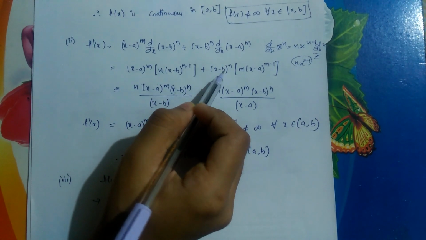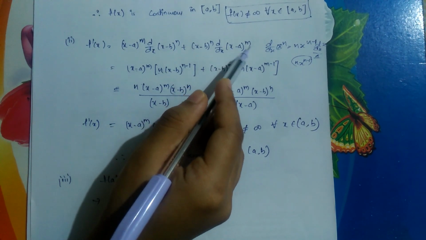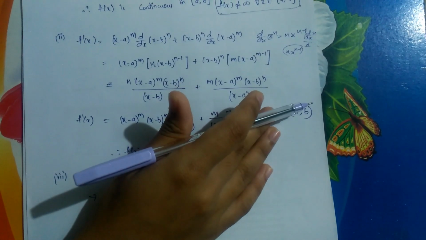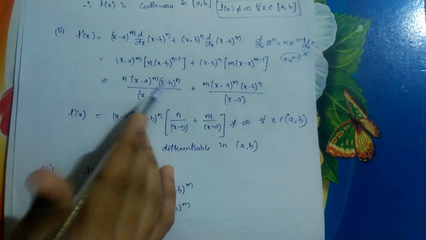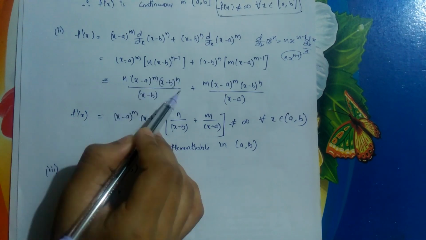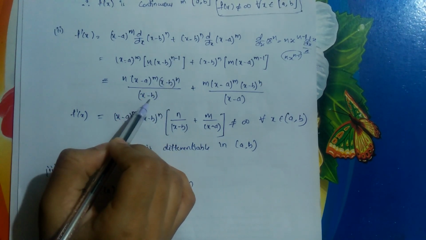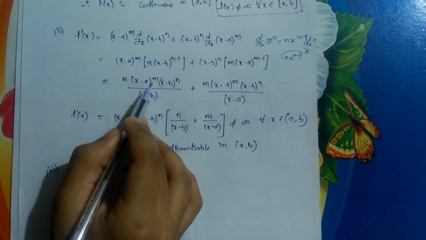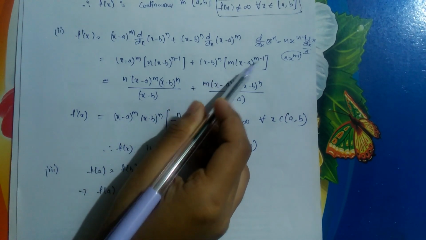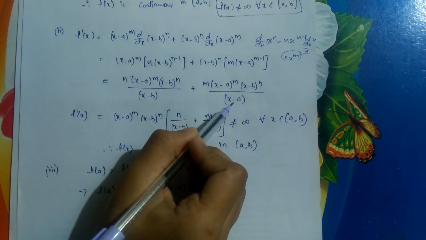And then here (x minus b) whole power n into derivative of the first function, that is (x minus a) whole power m. So that is m into (x minus a) whole power m minus 1, and here also we differentiate the inside function, again we get back 1. And here n into (x minus a) whole power m into (x minus b) whole power n by (x minus b), because (x minus b) whole power minus 1 can be written as 1 by x minus b. So we are writing it in the denominator, n into (x minus a) whole power m into (x minus b) whole power n by (x minus b), plus here also the same, m into (x minus a) whole power m into (x minus b) whole power n, denominator we get it as x minus a.